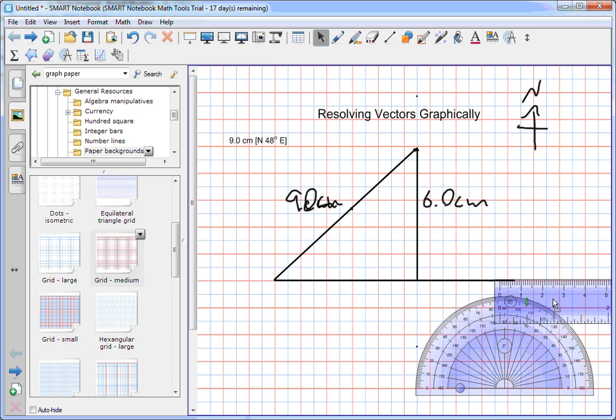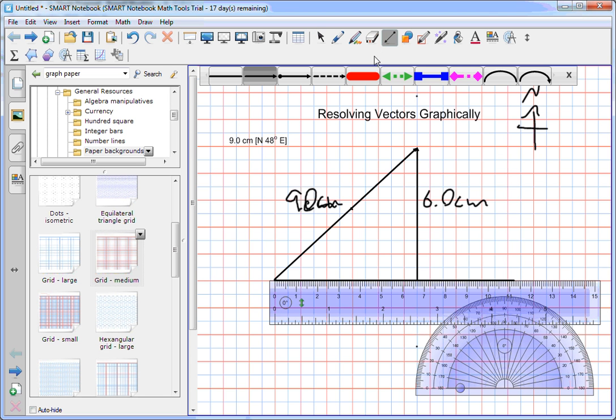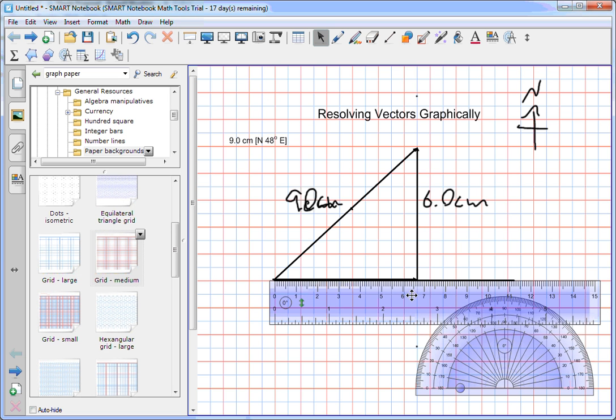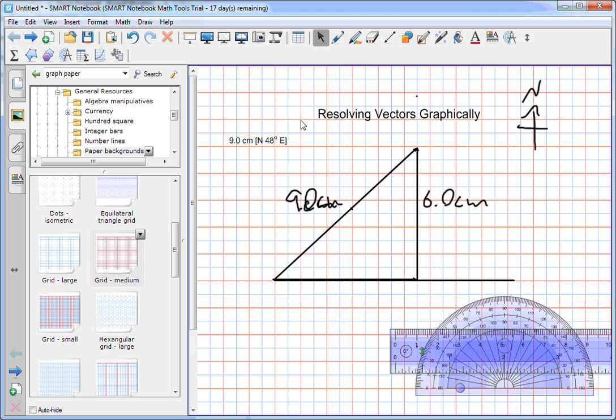Then, using your ruler, draw in and measure the east component of the vector. We see that it is approximately 6.7 centimeters long.